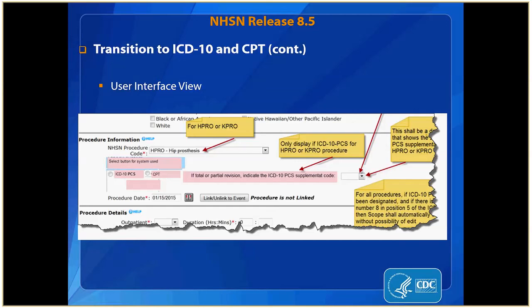So this is sort of a new method, as opposed to the old method, which gave a drop down and the user selected the code. Well, as you know, there are too many codes to have a drop down. So this method is being developed. If it is HPRO or KPRO, then one of these ICD-10 codes, and then a user can manually put in the supplemental code right here. And that's what the new user interface will look like, beginning after the January 9th release.